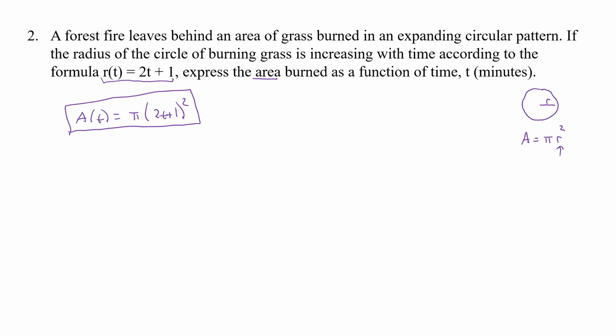So, after whatever it is in minutes, so after 2 minutes, that'd be 2 times 2 is going to give us 4, plus 1 is 5, 5 squared is 25, pi is what the area is going to be at that point in time. All right, so that's all I have for this part. I'll do another part to give a few more examples.